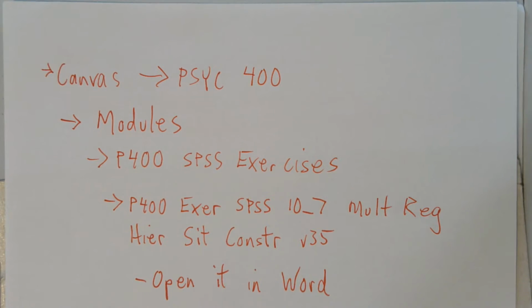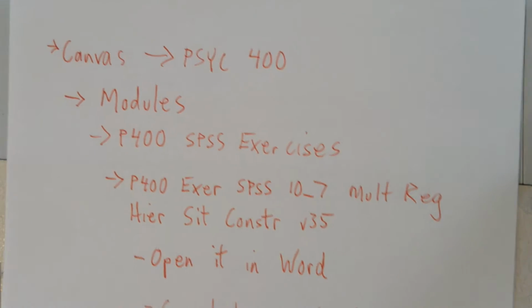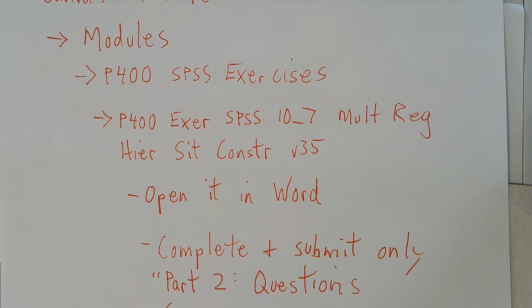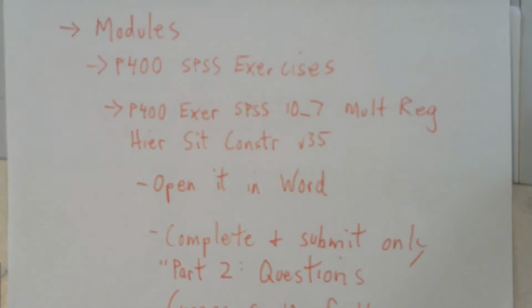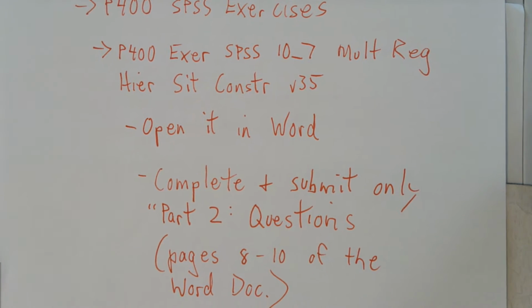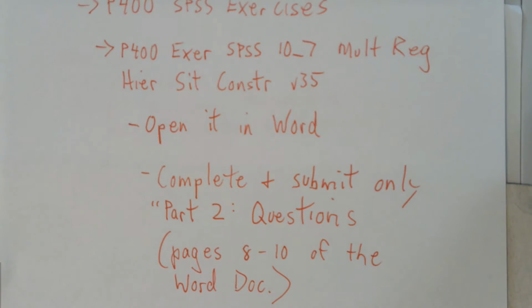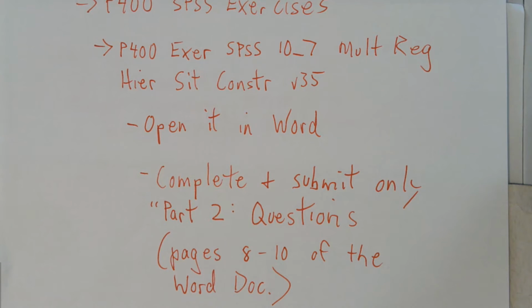Open up the document in Word. As you know, the document will appear online. You will download the document by opening it up in Word. You'll complete and submit only Part 2, the questions. That's pages 8, 9, and 10 of the Word document. Previous pages, pages 1 through 7, tell you what kind of tasks to perform in SPSS. Pages 8 through 10 include the Part 2 questions.